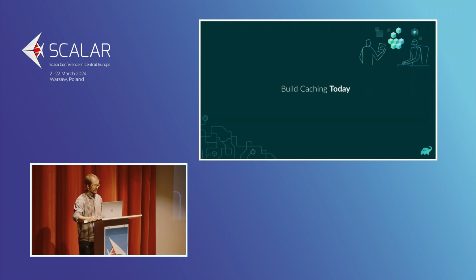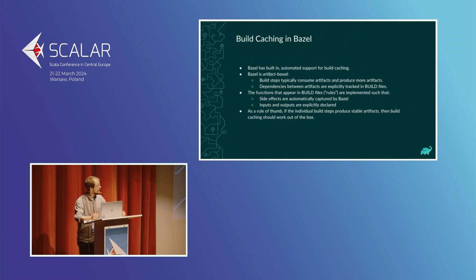Okay, so now that we're all on the same page about what build caching is, let's try to see what we have available to us today. We can't really speak about build caching without mentioning Bazel at some point. If you're not familiar with Bazel, it has automated support for build caching. It's built in. And one of the reasons why in Bazel it's such an attainable goal to have build caching is because it's artifact-based. What does it mean?